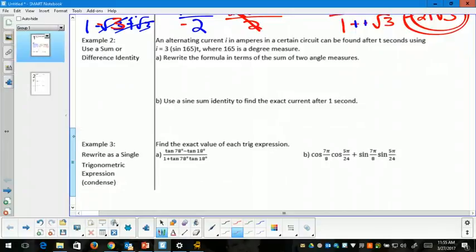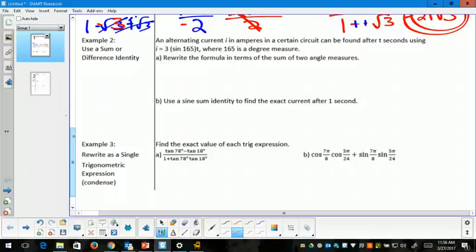Example 2. An alternating current I in amperes in a certain circuit can be found after t seconds using that equation, where 165 is a degree measurement. Rewrite the formula in terms of the sum of two angle measures. And then for part B, use the sine sum identity to find the exact current after 1 second.